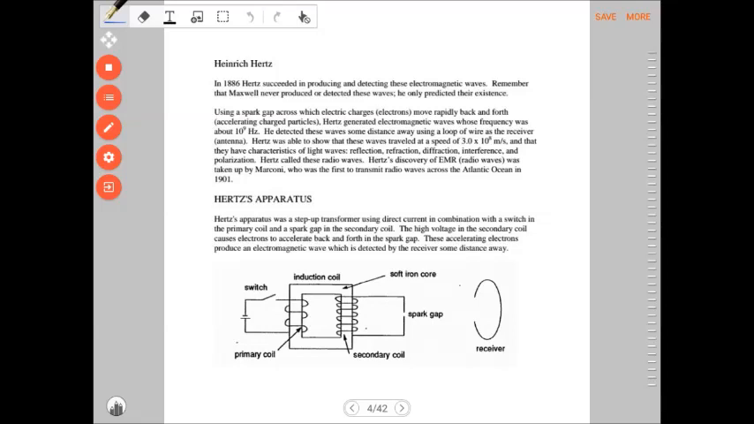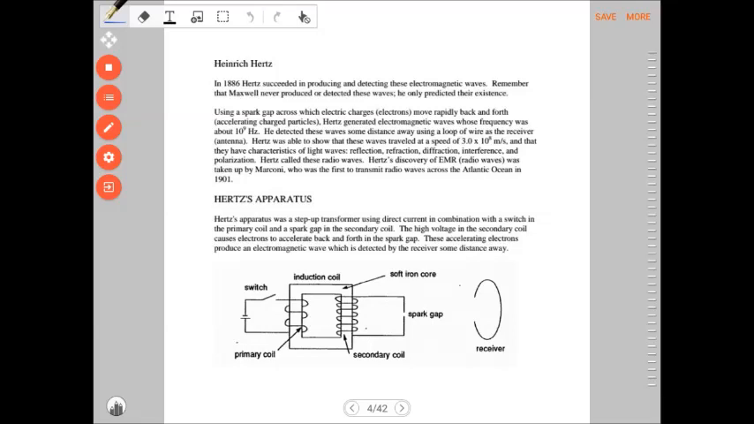Hertz was able to show that these waves traveled at a speed of 3.0 times 10 to the 8th meters per second and that they have the characteristics of light waves. That is, they could reflect, refract, diffract, interfere, and polarize. Hertz called these radio waves. Hertz's discovery of EMR, of radio waves, was taken up by Marconi probably.